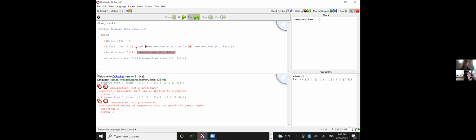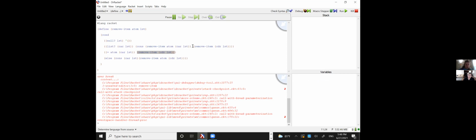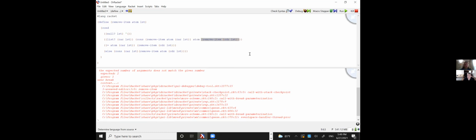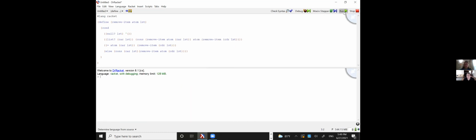Let me stop this. Oh, that's nice. Because it needs to accept atom. It needs at least 2 parameters, right? I don't know if atom should be there exactly, but it needs 2 parameters. Well, it'll check if it's atom. Yeah, okay. Did I put it in the wrong place?